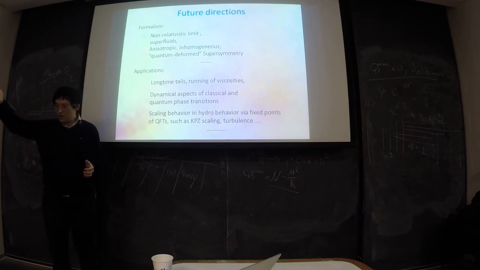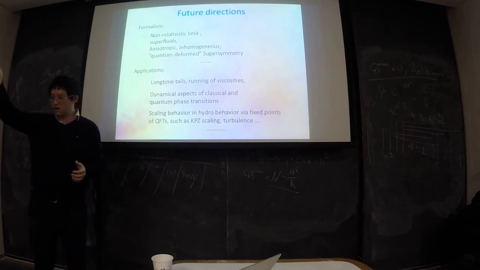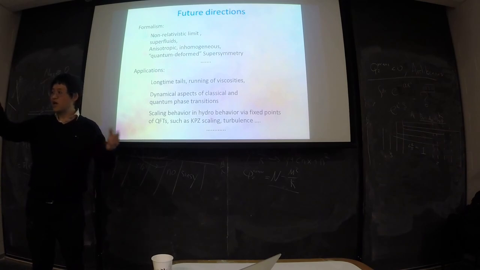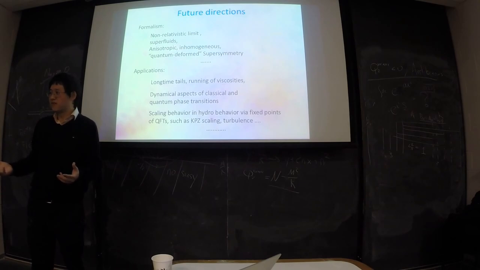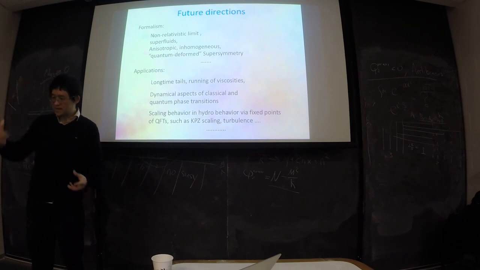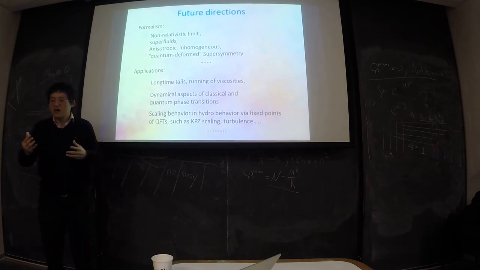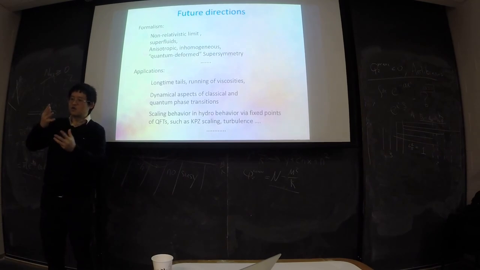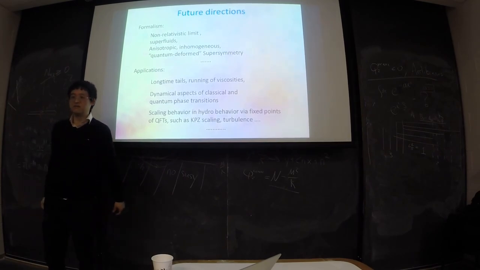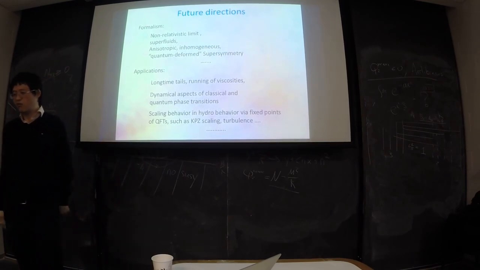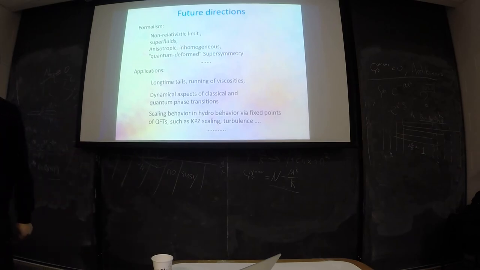Because even in the 50s and 60s, the Soviet people already realized that many things they do in turbulence are very similar to quantum field theory. They're doing correlation functions, they're doing certain kinds of averages, very similar to field theories. The scaling in turbulence also looks like some kind of fixed point. So maybe this provides a way to derive the fixed point for turbulence. This is just one possible fantasy. I don't know whether this makes sense.